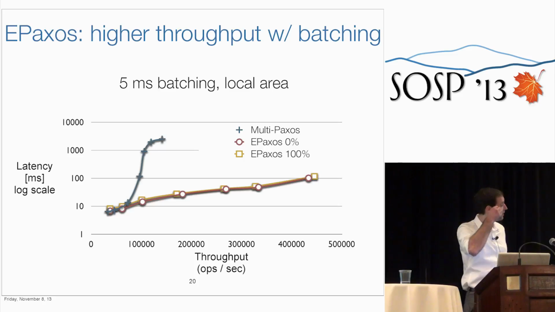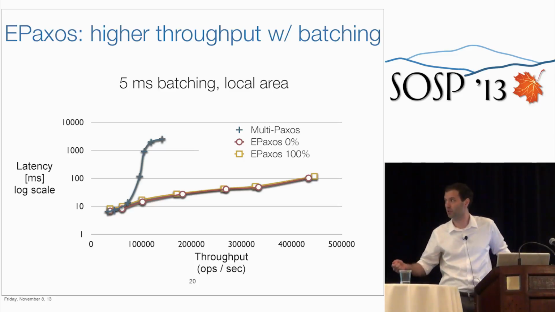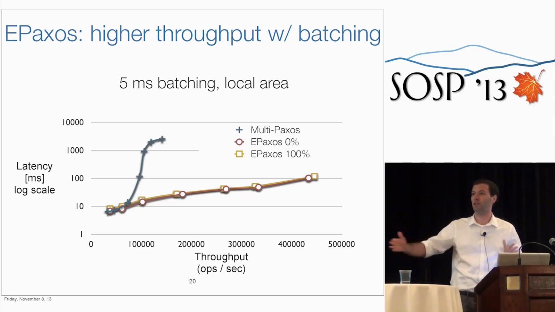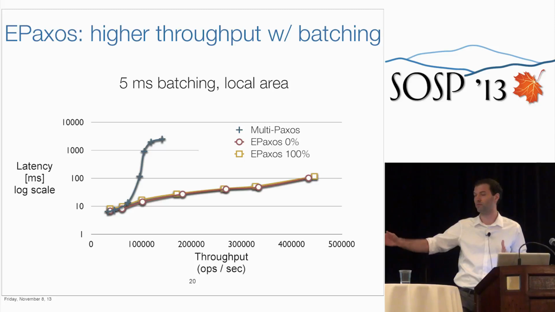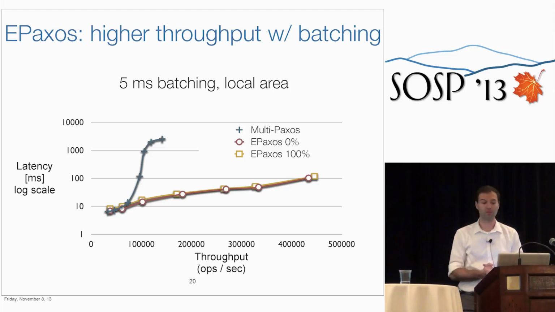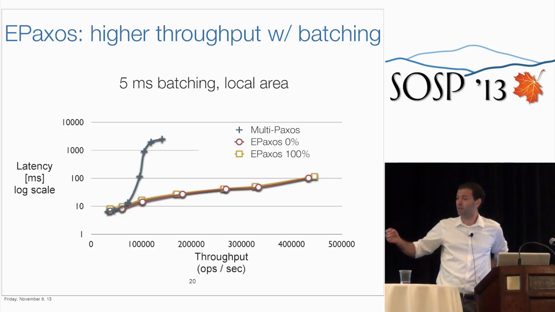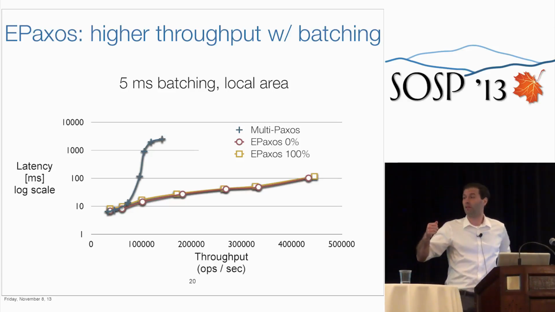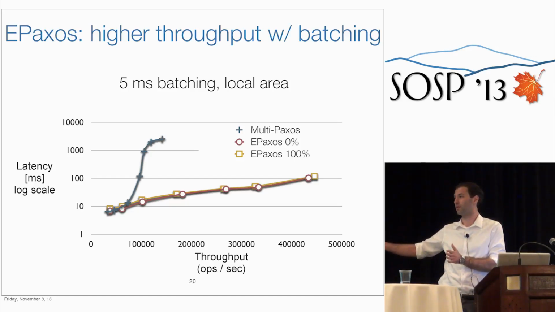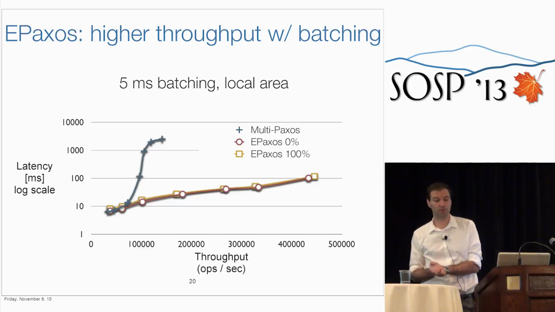And the reason is the extra cost of the second round of communication is amortized across the large number of commands in a batch. Because second round messages are small, they don't have to contain the commands themselves again. The reason why EPaxos is better than Multi-Paxos is because the load of communicating with the clients is distributed across all the replicas in the system instead of falling squarely on the Multi-Paxos leader.